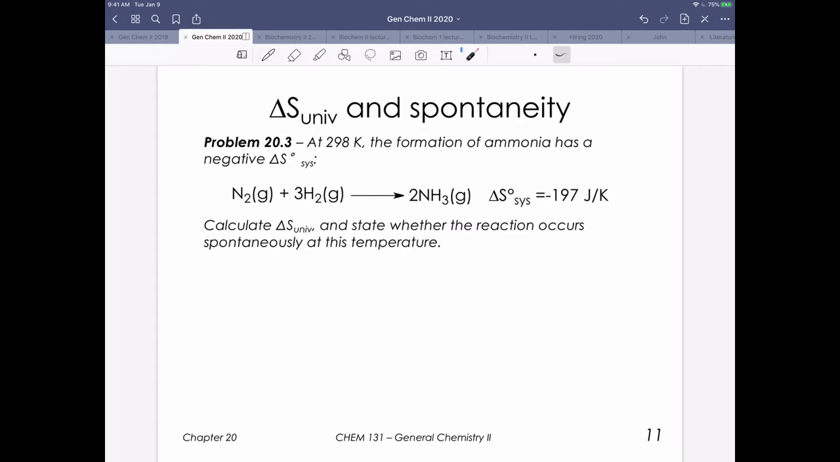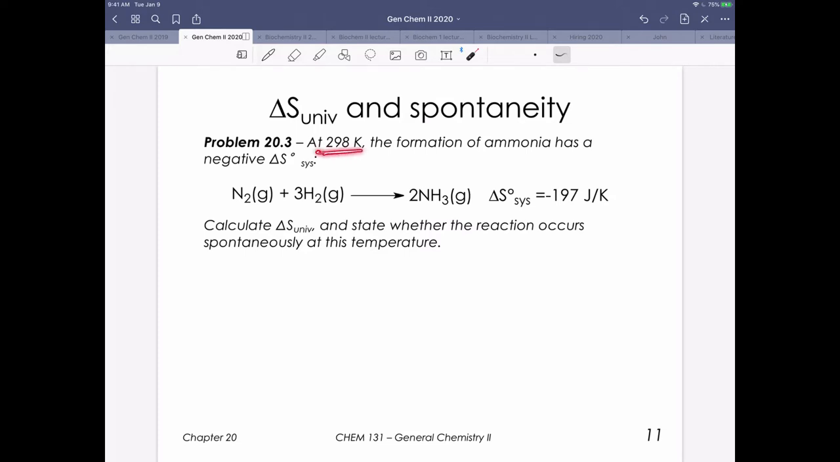So this is actually the first problem that we're going to go through. Sample problem 20.3 is basically just asking us to calculate what delta S of the universe is, and again, state whether the reaction occurs spontaneously at this temperature. We haven't really done too much with this, so I'm going to move on to the solution here to walk through how to think about this problem.